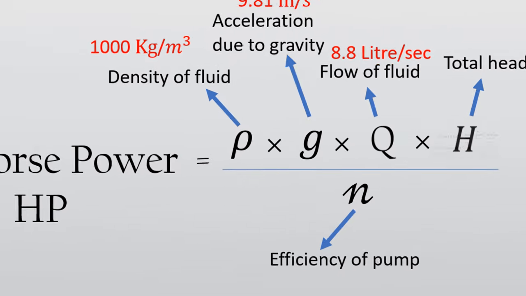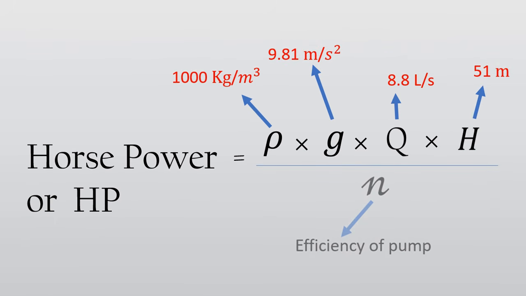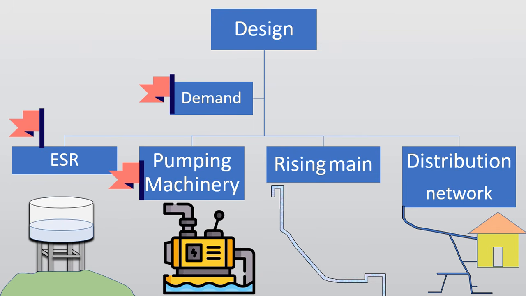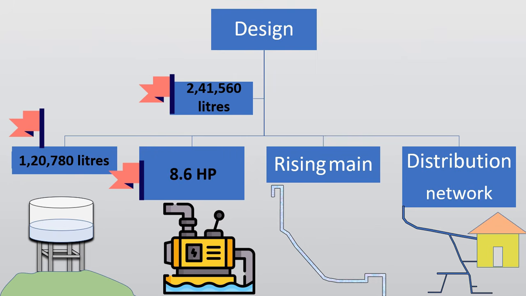Efficiency of pump can be taken from pump curve available at a seller. Here we will consider it is 70%. So HP of pump will be 8.6 HP. So we will use a pump which is available in market with HP close to 8.6 on higher side. Till now we have found out demand, which is 2,41,560 liters, and from that we found out ESR capacity, which is 1,20,780 liters, and we found out pump capacity, which is 8.6 HP, and the designing of rising main and distribution network we will see in part 2.